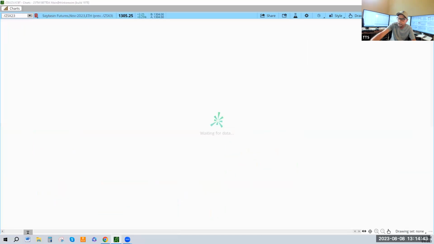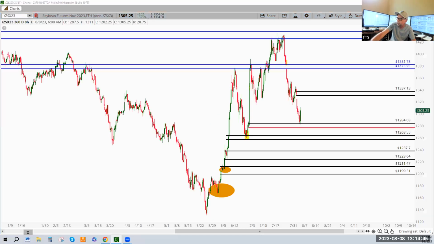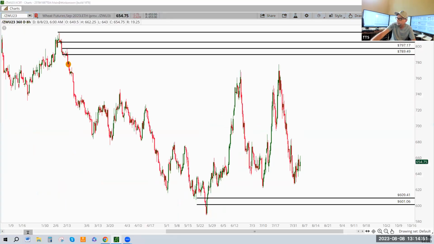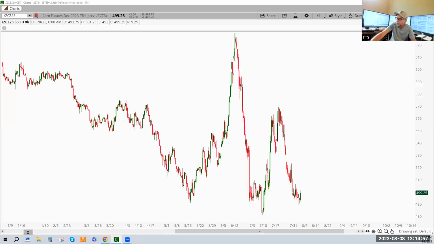Also on the grain markets, we have lots of chop as well. We did bounce off of some levels here in soybeans and some big turning points. But again, we're not seeing a ton of follow through as of right now on the grain market. So overall, again, very, very choppy markets on the futures side.